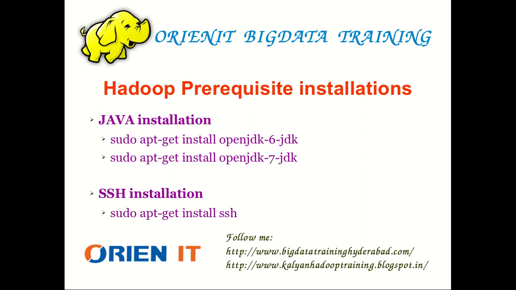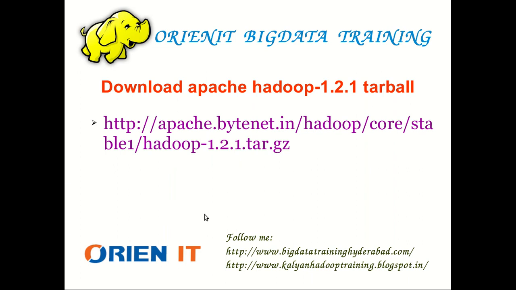After completion of the Java installation, we need one more prerequisite for Hadoop installation, which is SSH. The installation command is sudo apt-get install ssh. So these are the commands I'll execute first. Once that is completed, I'll download the Apache tarball from the given link. The version number is Hadoop 1.2.1, which I'll be executing as part of today's discussion. So let me proceed one by one.